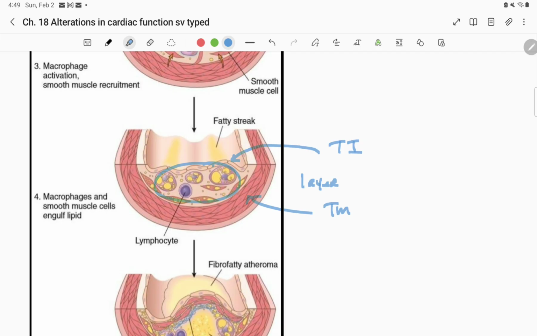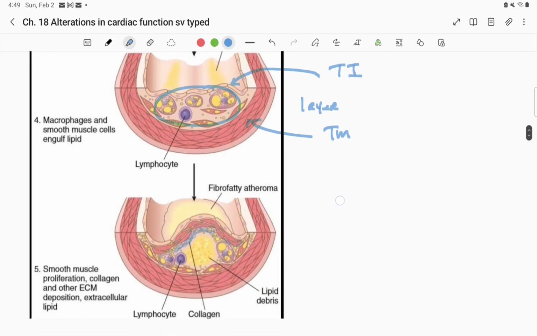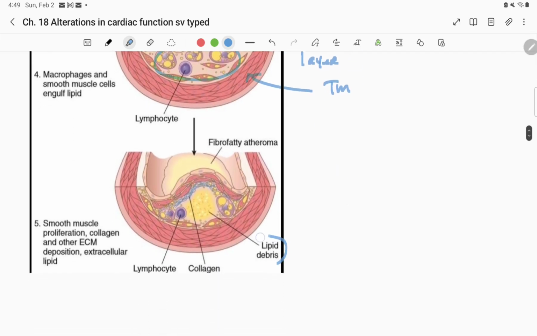Okay, you can see it here. It starts to fill in with new cells, new tissue, scar tissue, and then lipid starts to get deposited. So you get your fibrofatty atheroma. And where does that come from? LDLs. Okay, that's why LDLs get the name bad cholesterol. However, in more recent times, we're trying to move away from that language of bad cholesterol, and instead of blaming everything on LDLs, we're blaming it on inflammation and decreases in nutrition.